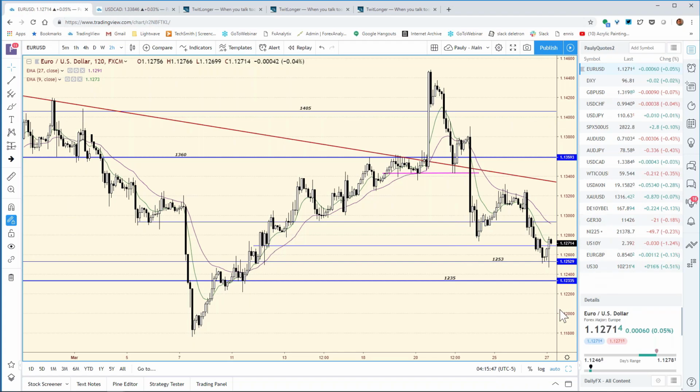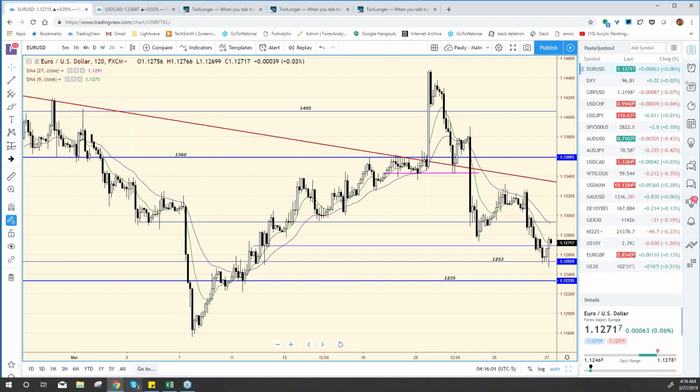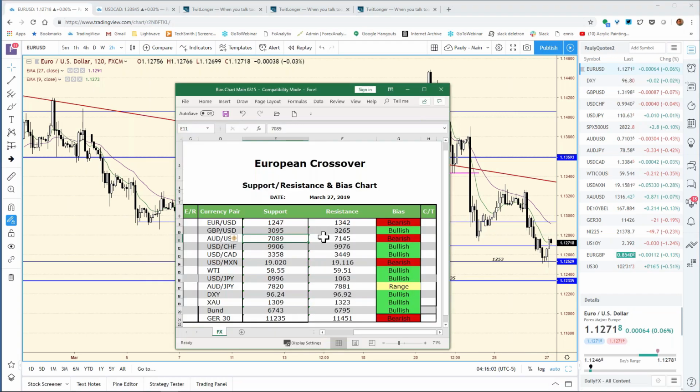And for resistance, we certainly have this market under some pretty good pressure, and resistance is going to come in right there at 1297. 1297 for resistance. And of course it maintains its bearish tilt.